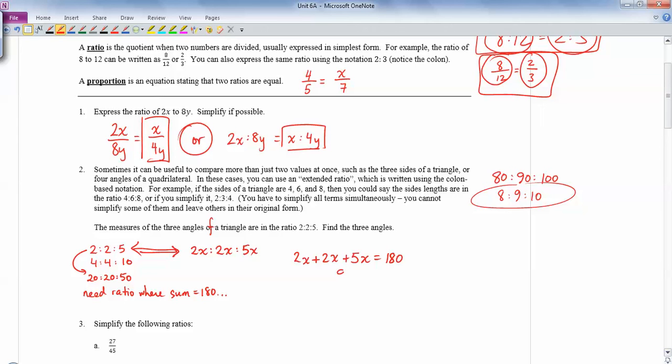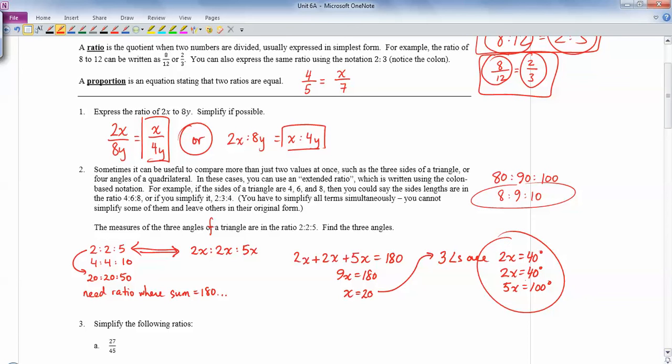So this ends up being 9x equals 180. If I divide by 9, I get 20. So if I multiply the 2 and the 5 each by 20, I'll get the three angles that add up to 180. So the three angles are 2x, which is 2 times 20, so 40 degrees. Another 2x, which is another 40 degrees. And a 5x, which is 5 times 20, so 100 degrees. And if you think about it, these add up to 180. So here are my three angles.